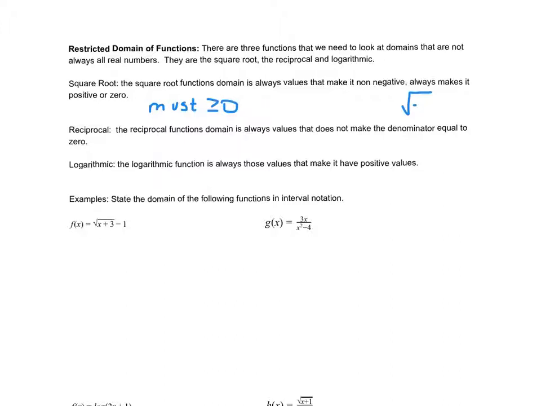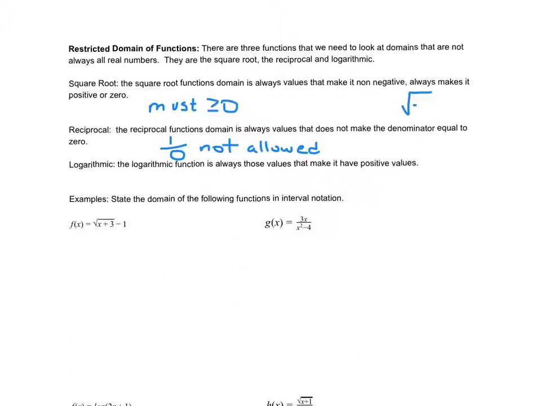The reciprocal function, which is like a fraction function, its domain is always values that do not make the denominator equal to 0. I can't divide by 0, so I cannot have any x value that makes it 0 on the bottom, because that's not allowed.